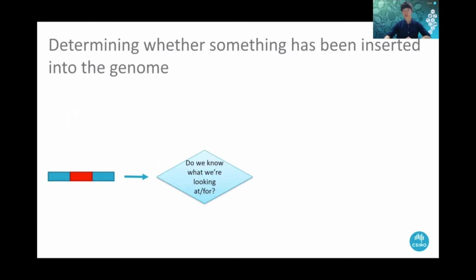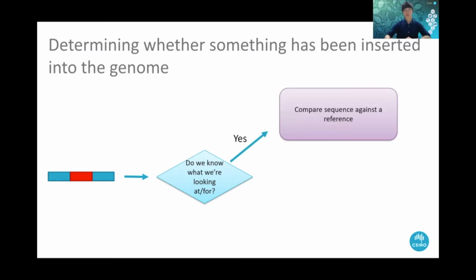But how can we know whether something has been inserted into the genome? If we know that something has been inserted and we know what we're looking for, then we can simply compare a query sequence against a reference. For example, we can identify regions that are different by comparing a query sequence against a reference. Or we can identify the inserted region by comparing a query sequence against a known inserted sequence.